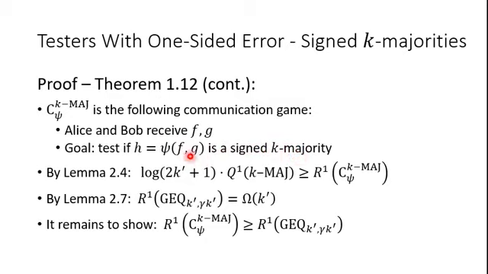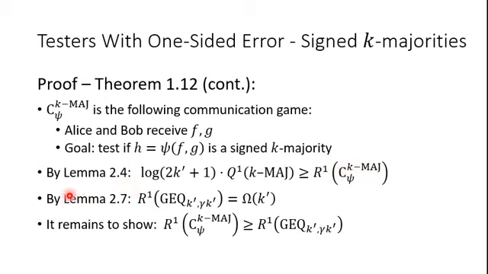So by lemma 2.4, which we are already familiar with, we have the upper bound of the log of the size of the range, which we saw is 2k prime plus 1 for 0. Okay, so it ran from minus k prime until k prime, and we have 0 in the middle, so we have 2k prime plus 1, multiplied by the one-sided query complexity of testing k majority. So this is larger or equal to the one-sided communication complexity of the corresponding communication game.